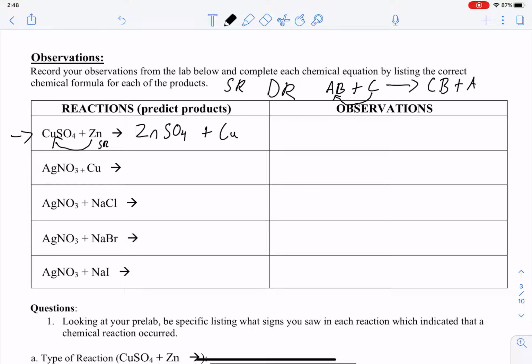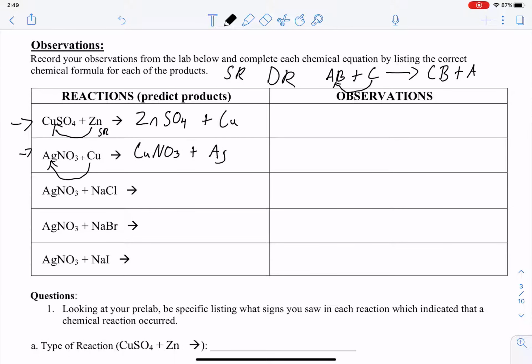All right, this is a single replacement. Same thing for the next one. Here we have AgNO3, silver nitrate, plus copper on its own. The copper is going to bump out the silver, to where we get copper nitrate plus silver, which is now on its own.